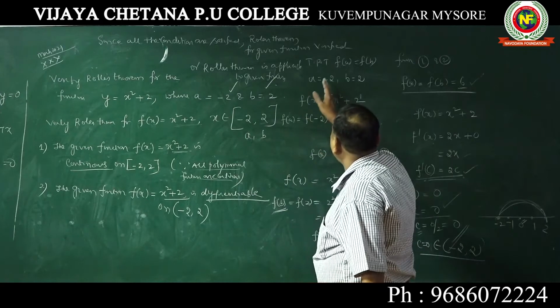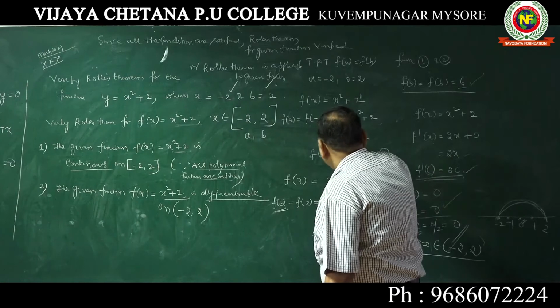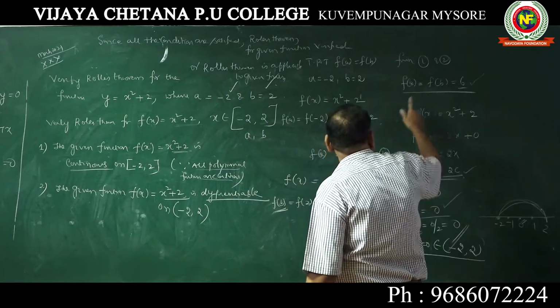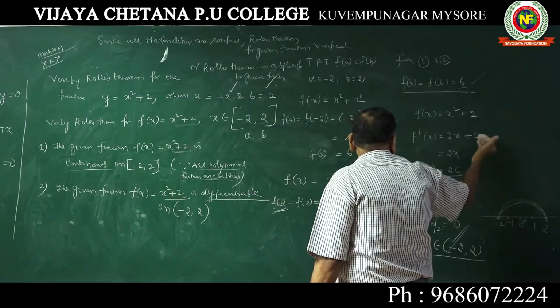Afterwards, here a is given, b is given. In f of x, we have found f of a and f of b. f of minus 2 is f of 2. That is f of a is equal to f of b is equal to 6. That is proved.